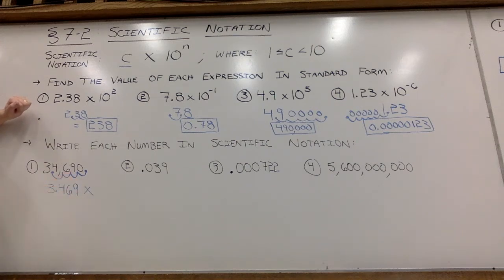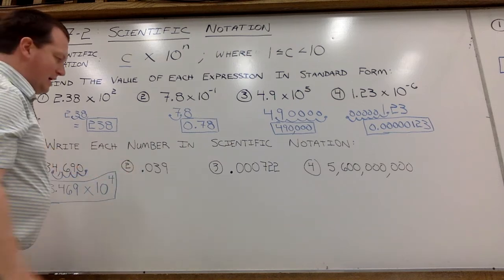It's at least 1 and under 10. So now I need to figure out what I'm going to write my power to. Well, I'm going to go backwards. Here's where I want the decimal to be. Now, to get back to its original location, it needs to move 1, 2, 3, 4 decimal places to the right. Since I'm going to the right, I will have a positive exponent of 4. So 3.469 times 10 to the 4th.